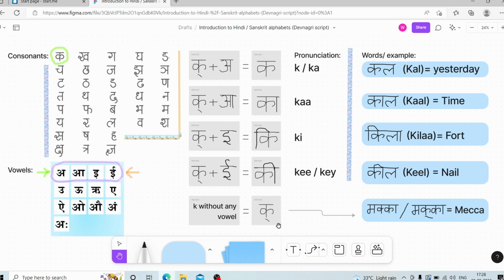An example of K, which is K without vowel. Example of K, also known as half K, is Makka. Notice here how the second alphabet is half K, pronounced as K. So this word is Makkah. In English, it is Mecca.